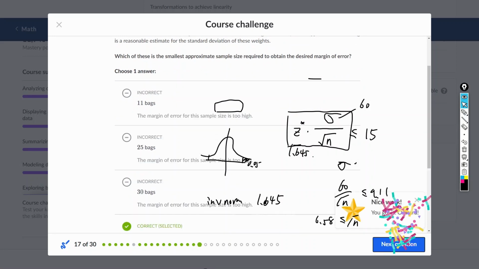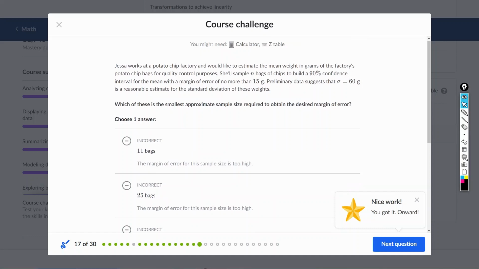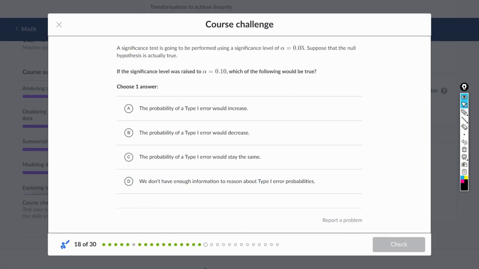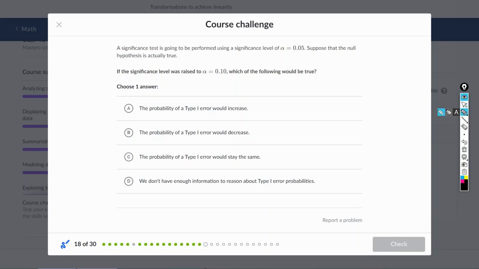OK，好的，这个步骤还是比较多的，大家还是需要稍微了解一下。好。A significance test is going to be performed using alpha equals 0.05. Suppose that the null hypothesis is actually true. 那么 H0 is true. If the level was raised to 0.1, which of the following would be true?